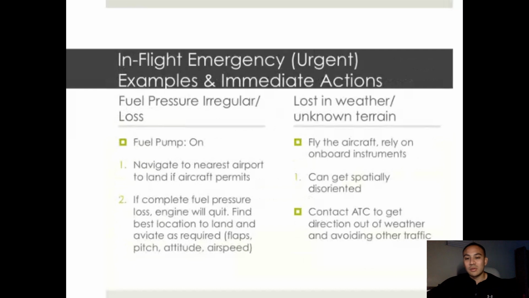Another instance is when weather comes at you and you're traveling cross country and you're in unknown terrain, or maybe you're traveling at night. You have to fly the aircraft and rely on onboard instruments. And it's easy to get spatially disoriented, especially when it's so dark and there's no lights around. So the best immediate action to do is contact ATC to get direction out of the weather, or just direction as to the nearest airport.